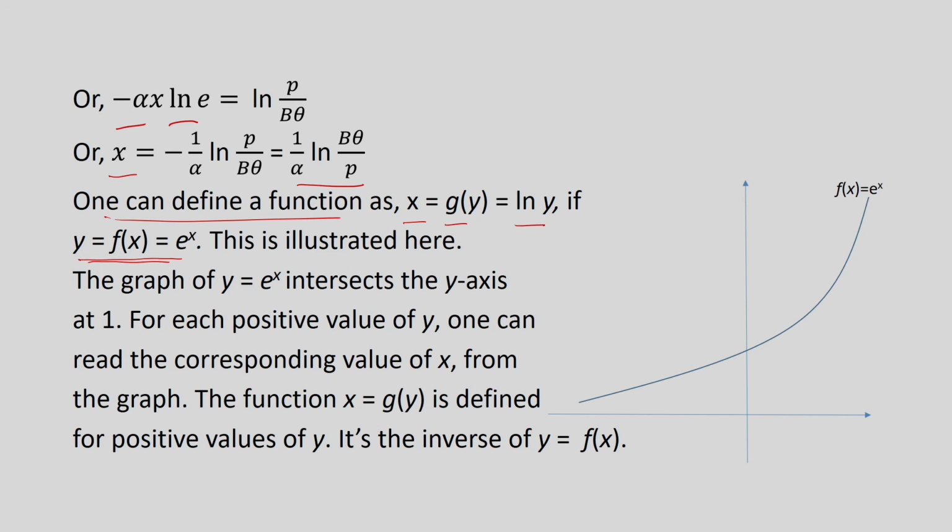The graph of y, right, here y is equal to e to the power x, the natural exponential function. It intersects the y axis at 1, that we have seen before. Why? Because if you put e to the power 0, it becomes 1. For each positive value of y, one can read the corresponding value of x.